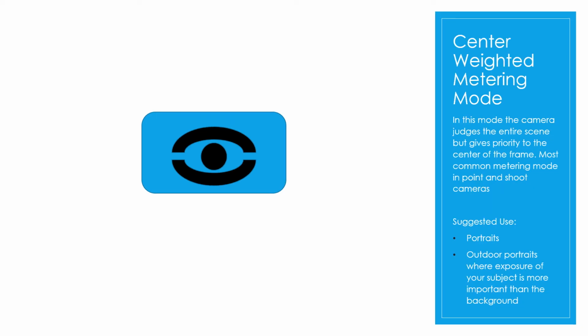Okay? Center weighted metering mode. This is the mode where the camera judges the entire scene, but it's giving the priority to the center of the frame. This is the most common metering mode in point and shoot cameras because it's giving that priority to the center. And where do we tend to put our subjects? In the middle of the frame.